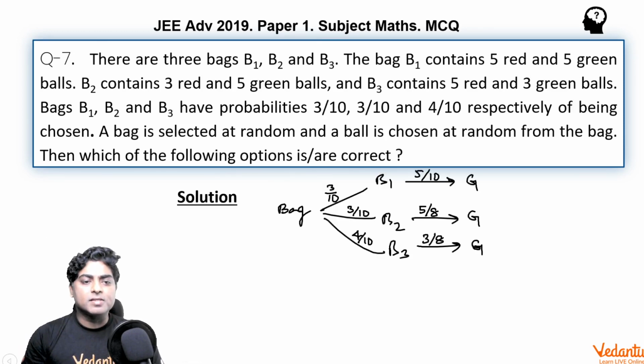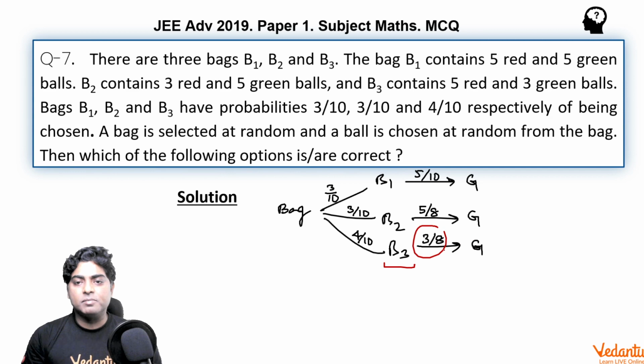So here in this case, it is representing what? Bag 3 was chosen is given to us. This is given to us. So taking green from bag 3, what is the probability? 3 by 8 is correct.